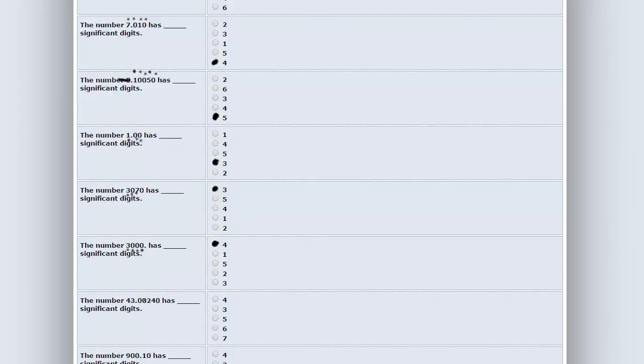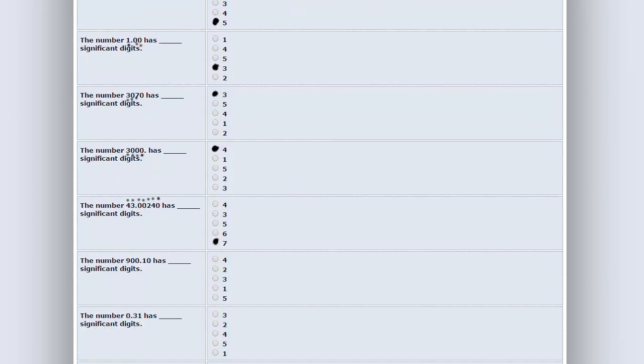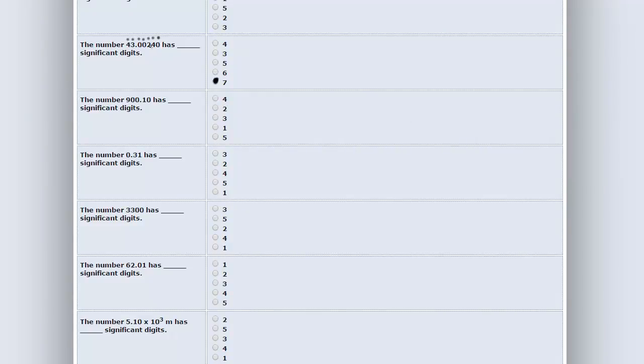The number 4300240.0 has how many? Well, we have 1, 2, 3, 4, and 5, 6, because those zeros are between significant digits. And this one here, because it's at the end of the number and to the right of the decimal point, you know that is 7. So that gives us 7 significant digits for that one.